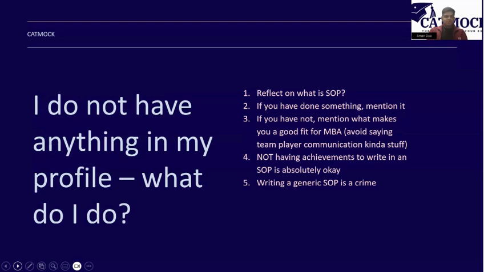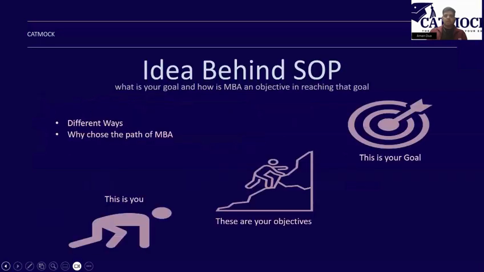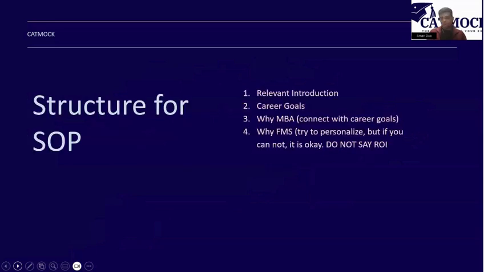Next, the $1 million question. I do not have anything in my profile. What do I do? Now, let me take you back a couple of slides. What is your goal and how is MBA an objective in reaching that goal? This is what your SOP is about. SOP is not about what you have done and how you did it.